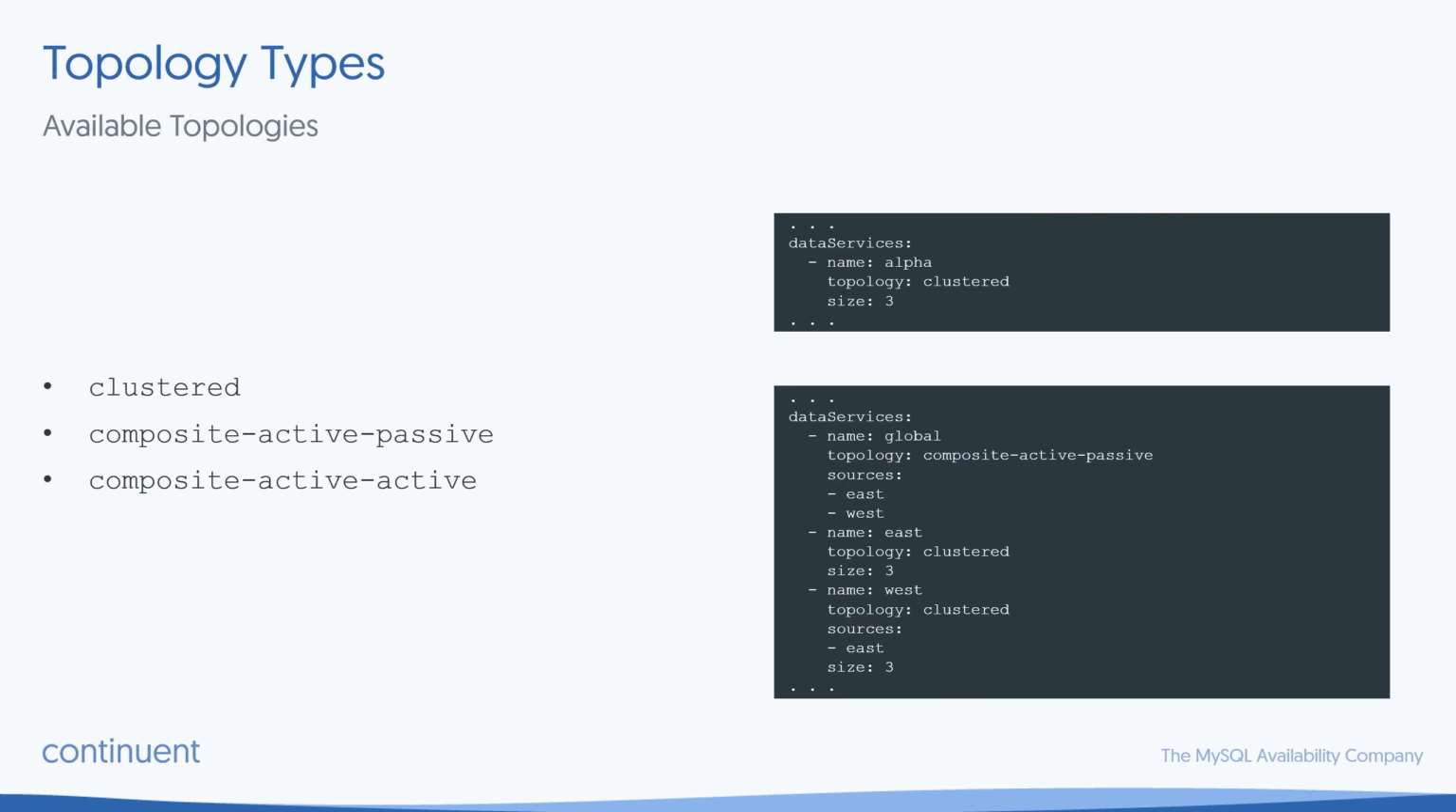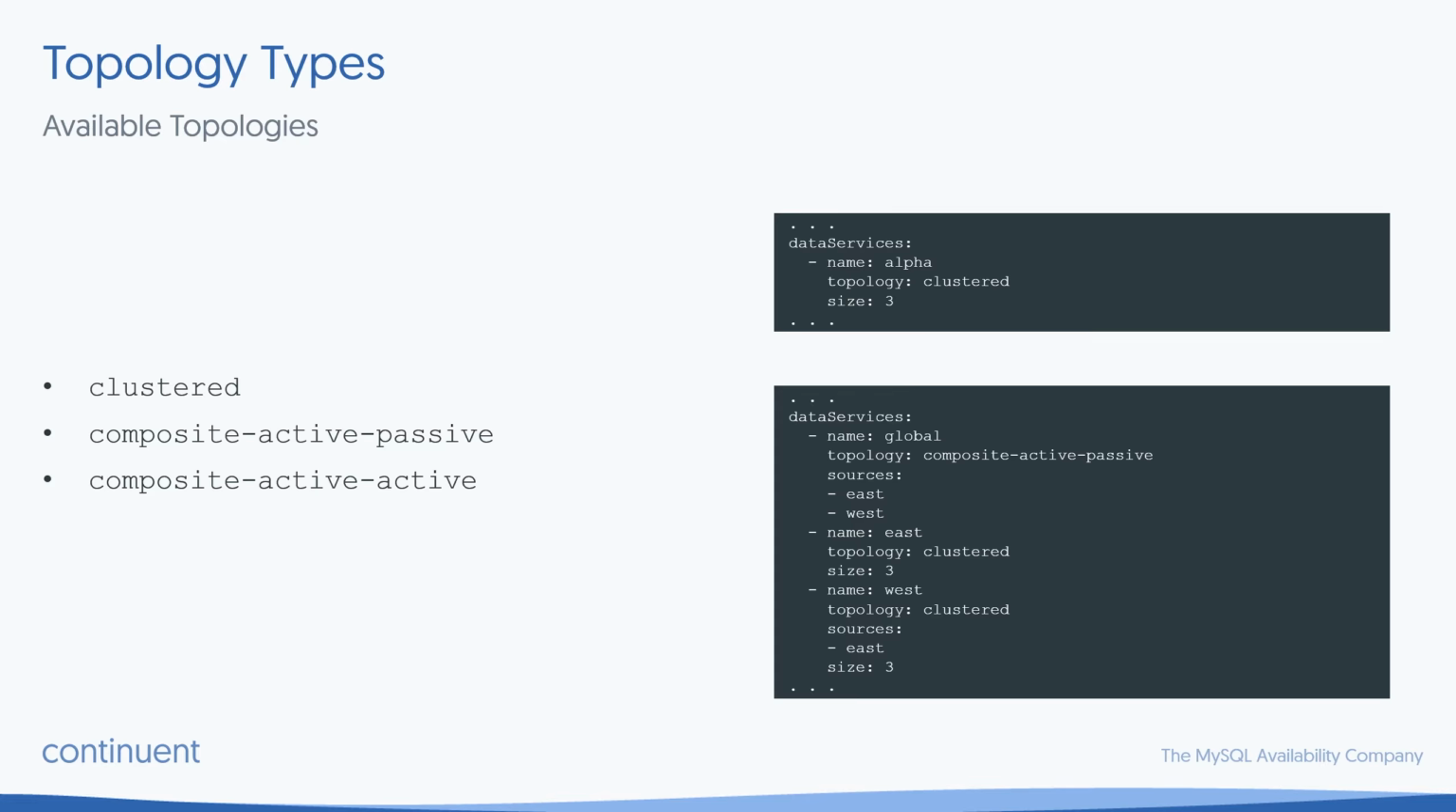Topology types. There are 3 topology types: clustered, composite active-passive, and composite active-active. The first example at the top shows you a simple clustered topology. So the service name is alpha, topology is clustered, size 3. That's the number of nodes that will be created. Point of note, the number of nodes must be an odd number for quorum, obviously. So 3, 5, 7, 9, etc. The default minimum would be 3.